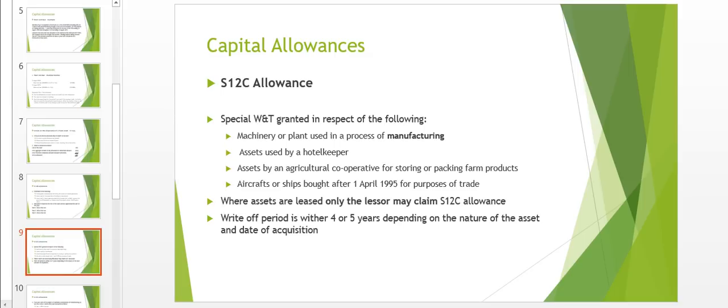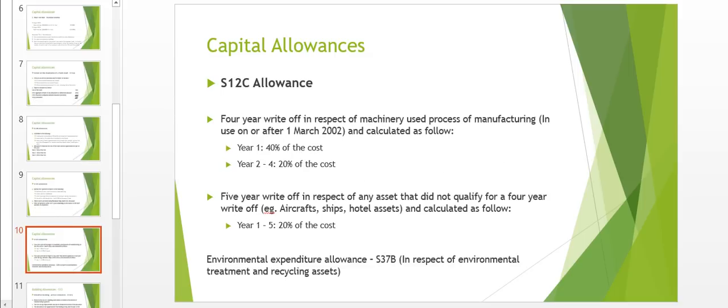So if it's a new asset, then Section 12C allows for a write-off of 40% of the cost during the first year of assessment, and then 20% for the next 3 years of assessment. So for a new manufacturing asset, you've got 40% of the cost in the first year of assessment, and then 20% of the cost in each remaining year.